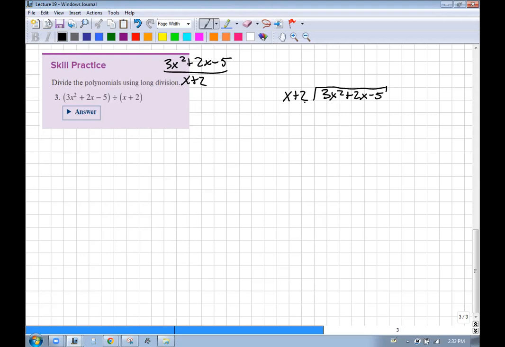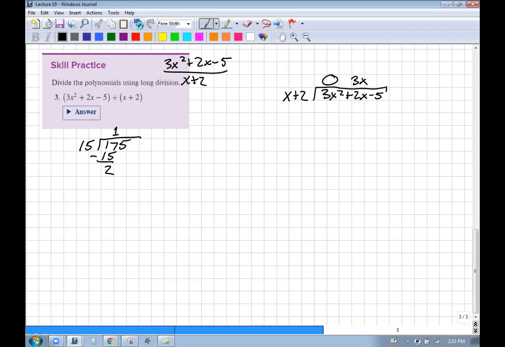Okay, so just like when you're dividing 15 into, let's say, 175, we need to pick a number here. In this case, we pick 1, because 1 times 15 is 15, and then we subtract, right? Because we're trying to get as close as we can to 17 without going over. Same thing over here. We need to get a 3x squared. What do we need to multiply x by to get a 3x squared? We need to multiply it by 3x.